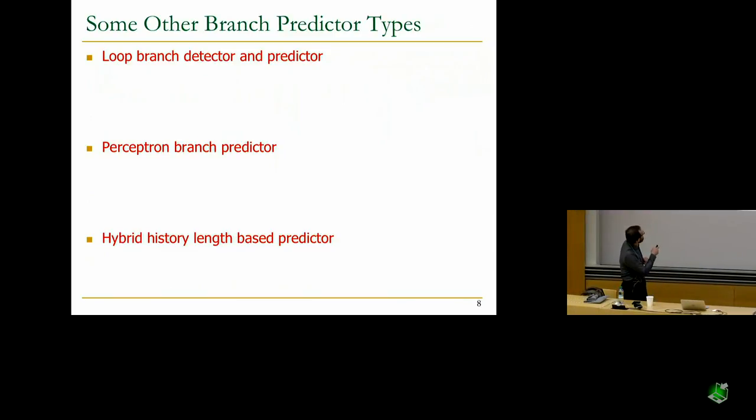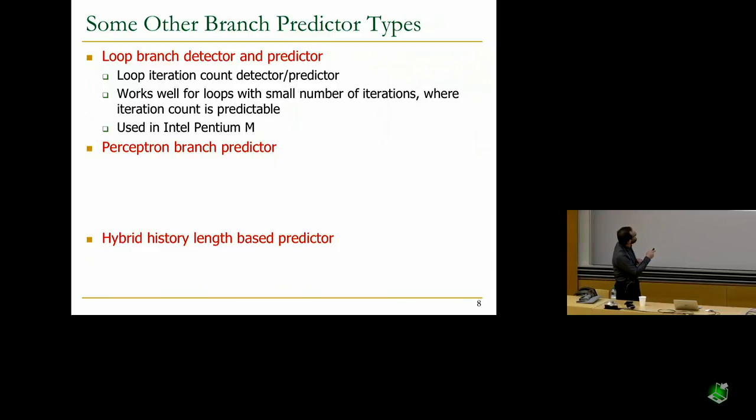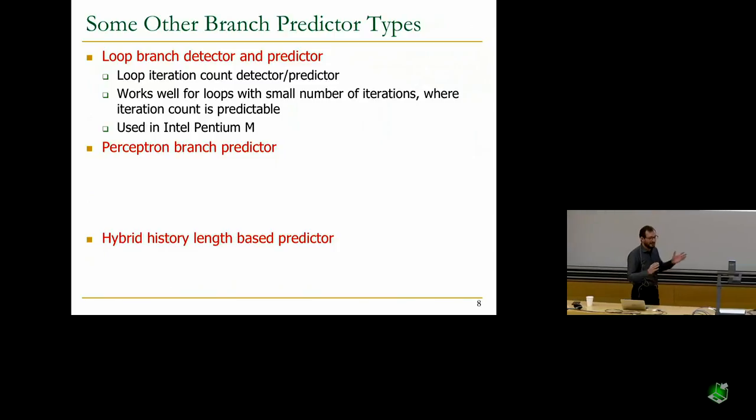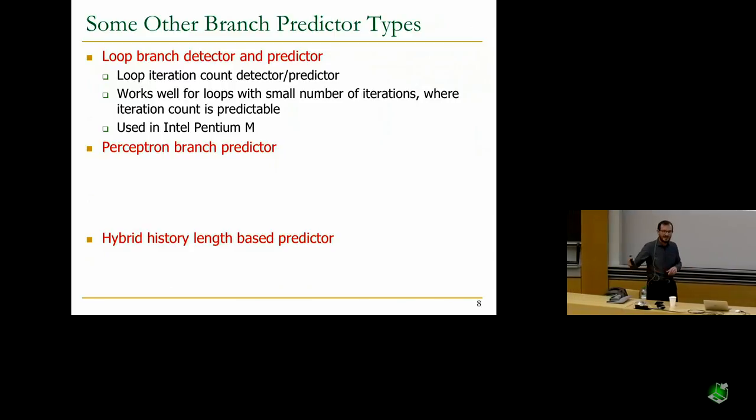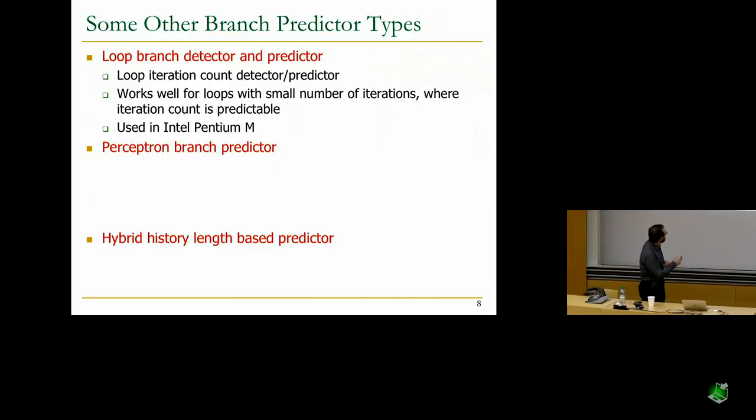But existing machines operate like this. They have loop iteration count detectors and predictors, and this usually works well with a small number of iterations, where the iteration count is predictable. If it's hard to predict, then you have a problem, of course. The Intel Pentium M has this. I think existing Intel processors also have it. Perceptron, we will talk a little bit about. This is an example of machine learning impacting the design of hardware architecture.